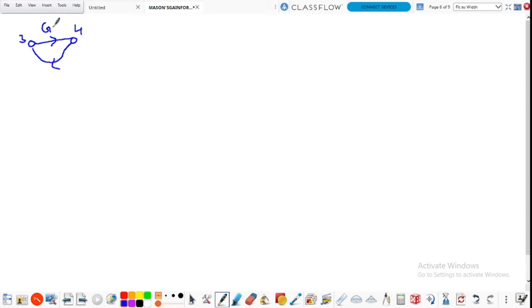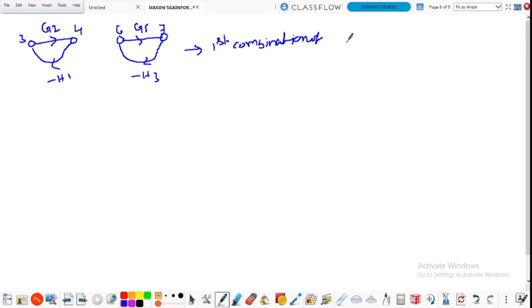And this gain is G2 and this gain is minus H1. And 6, 7, this gain is G5 and this gain is minus H3. So this is the first combination of two non-touching loops.